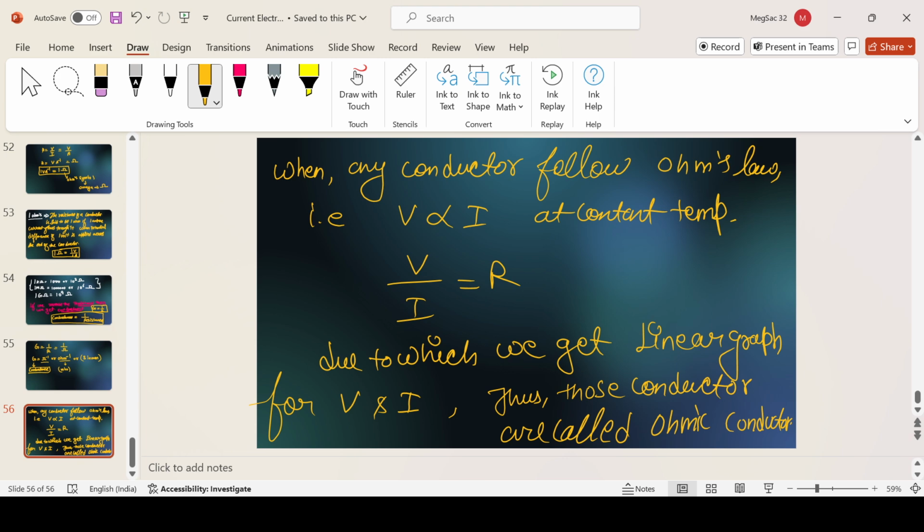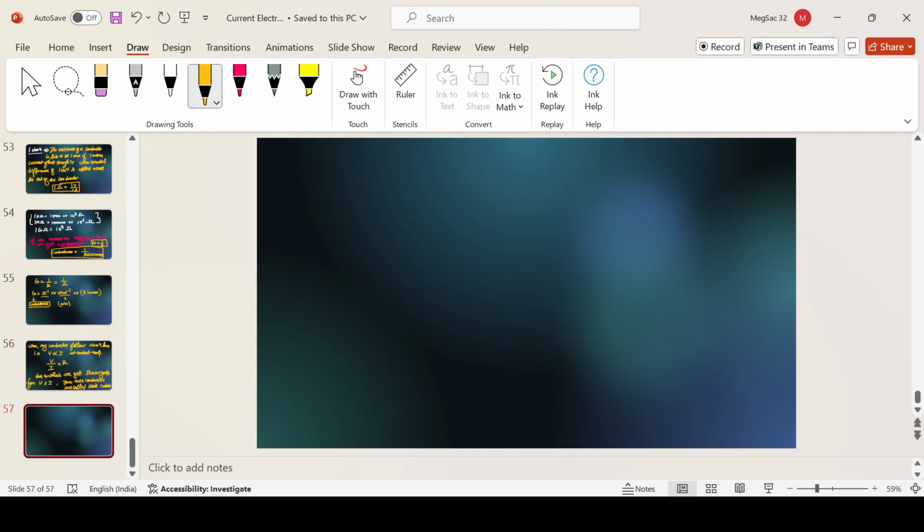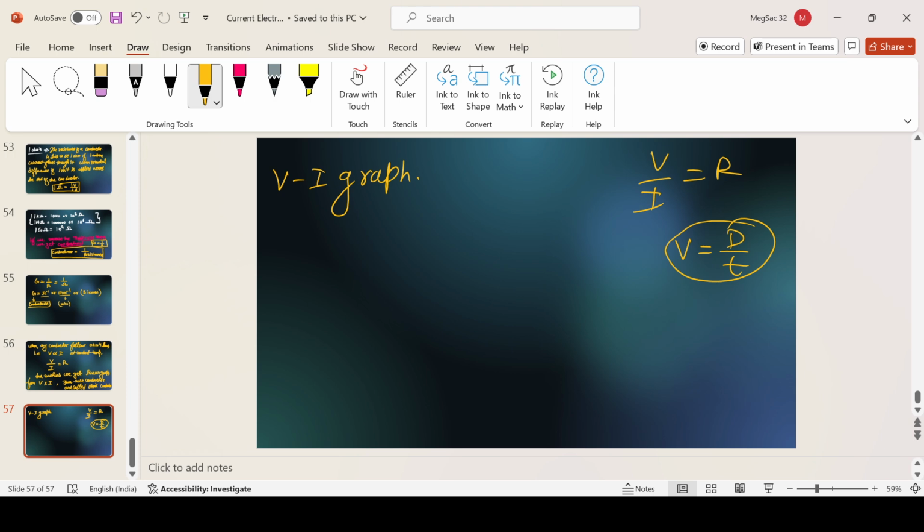So the conductor whose VI graph is linear. VI graph means, see here, if V upon I is equal to R, so can you see this as a part of... see, speed is equal to distance upon time, yes or no? So here we make I, here we make V, and this straight line gives the slope, which gives the resistance R. So this resistance tells you about the VI graph.